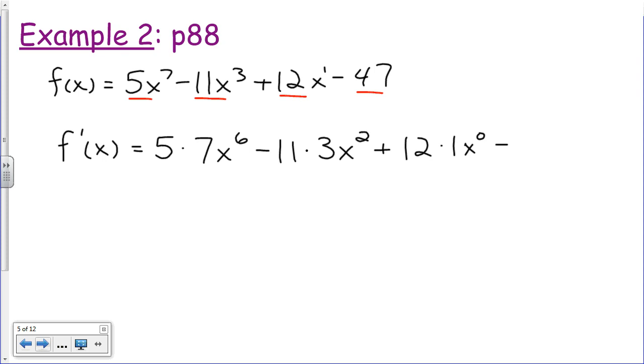And then finally, at the end, minus the derivative of 47. 47 is a constant, so we said the derivative of constants are 0. And now let's just combine these coefficients so it makes it look a little bit nicer. 5 times 7 is 35, x to the 6th. 3 times 11, that's 33, minus 33x squared. Now 1 times x to the 0. x to the 0 is just 1. 1 times that, of course, is just 1. So we end up with just 12 there. Notice that when you have a linear term, 12x, the derivative is just the 12, which makes sense since the derivative is the slope. The slope of the linear function is, of course, the coefficient out front. There's our derivative function.